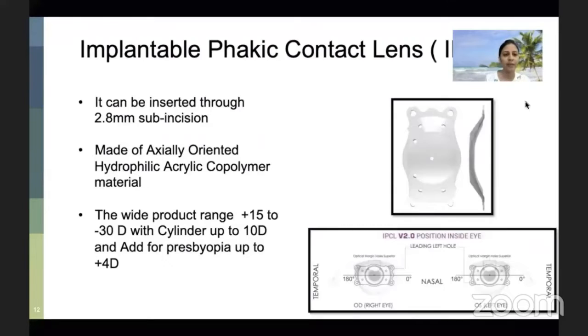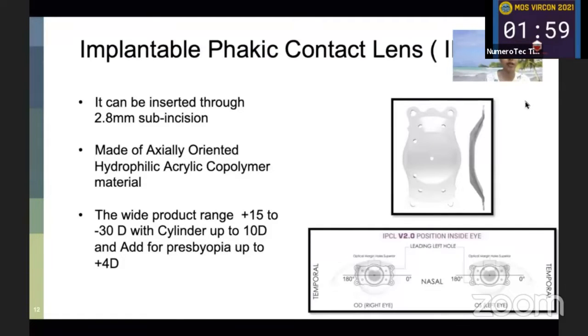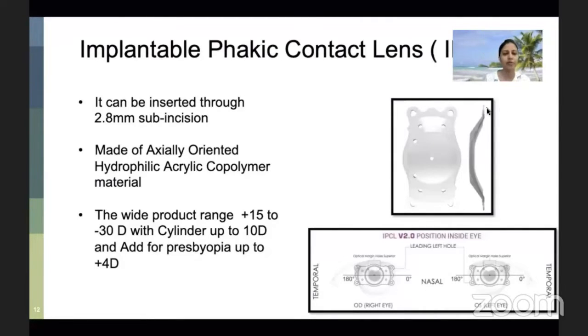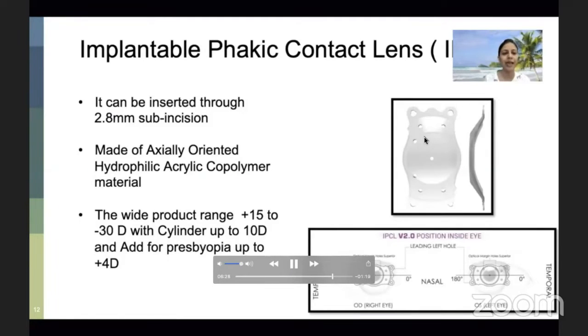Next we have the implantable phakic contact lens by Care Group. It is like a single piece phakic IOL. It can be inserted through a 2.8 mm sub-incision and is made up of axially oriented hydrophilic acrylic copolymer material. The wide range of plus 15 to -30 diopters with cylinder up to 10 diopters and add for presbyopia up to plus 4 diopters makes it unique.